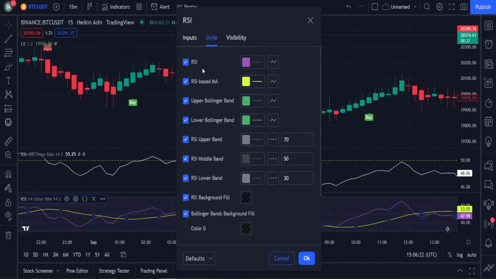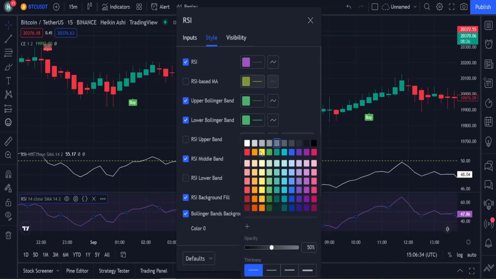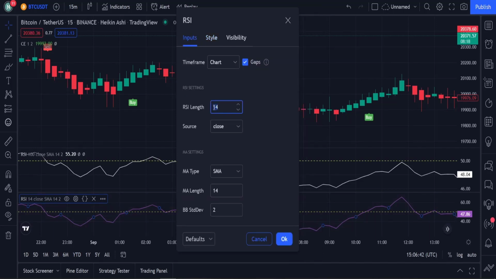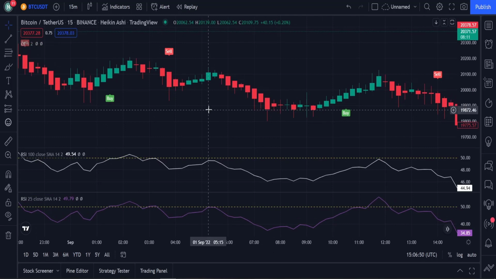So we're going to go into settings again and get rid of the RSI-based moving average. We're going to leave the RSI as purple, and then we're going to get rid of the upper band and lower band, make the middle band yellow, and uncheck the background stuff too because we don't want that. And then we're going to go into inputs, and for this one, we're going to change the RSI length to 25. Click OK, and our chart looks perfect.